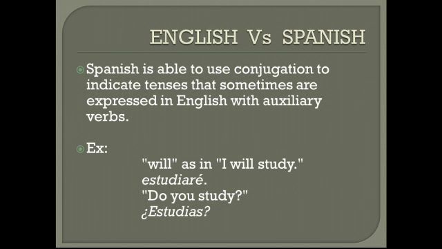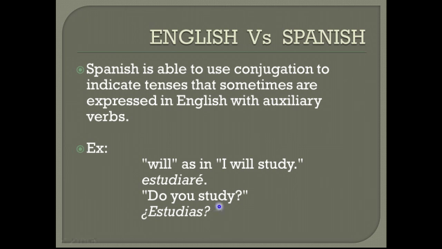Auxiliary verbs are used much more often in English than they are in Spanish. That's because Spanish is able to use conjugation to indicate tenses that sometimes are expressed in English with auxiliary verbs. For example, the future tense in English uses the auxiliary verb will, as in I will study. But Spanish needs no auxiliary verb in this case, as the future is expressed through a verb ending: estudiaré.